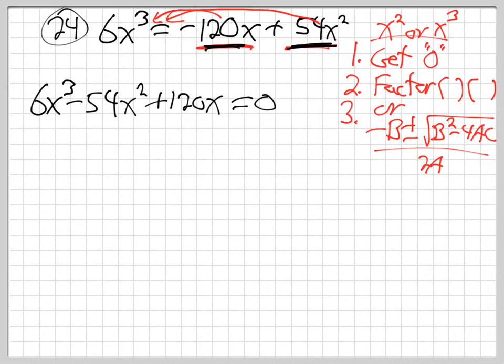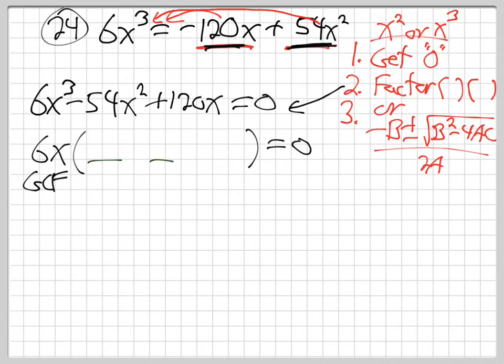Okay, now how do we factor that? So the first step, so we're on the factoring step now, is to look at 6, 54, and 120, and notice that 6 goes into all of them. So I got to take out a 6 and an x, right? They all have an x. So I'm taking out, that's the GCF, I'm taking out what's in common. What does that leave on the inside? There's going to be three things. 6x times x squared, 6x times minus 9x, and 6x times 20.